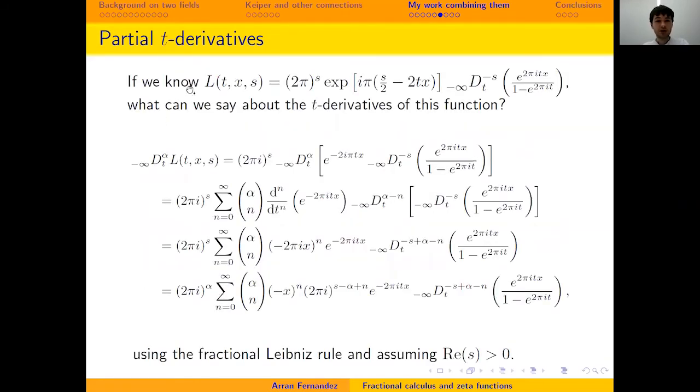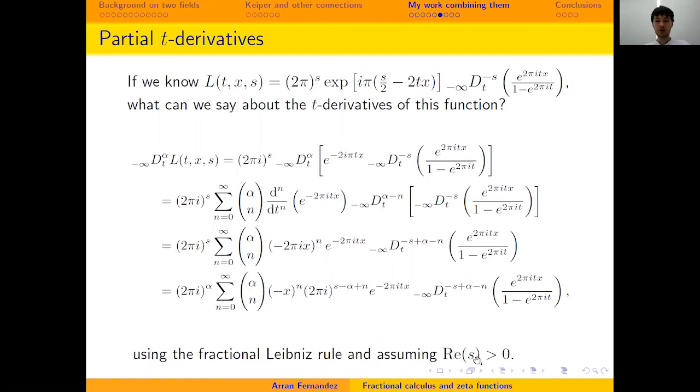This is our starting point, Lerch zeta function as a fractional t derivative. With respect to t, order is minus s. What can we say about the t derivatives of this function? We're going to take a fractional t derivative, and we need to use here a fractional Leibniz rule, because we have a product of two things. This is a function of t, that part's not a function of t, so just take it outside, but this is a function of t, times this fractional derivative, which also depends on t. So we have a fractional Leibniz rule, which is binomial coefficient, n order derivative, and alpha minus n order derivative.